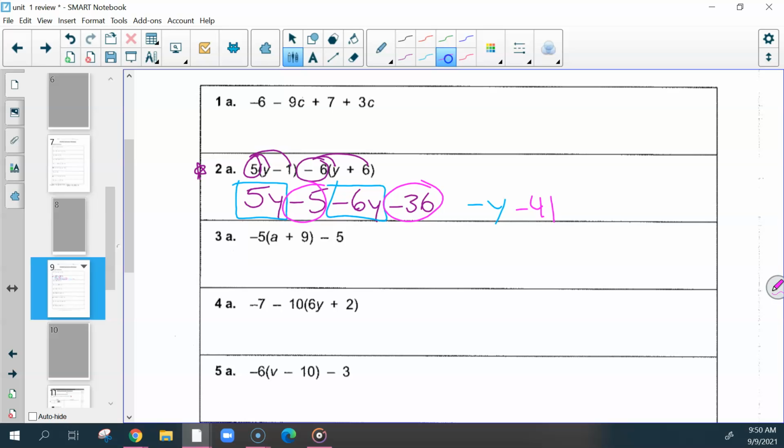So with all of your simplifying problems, if you can distribute, distribute. If you have like terms, combine them. Remember that different variables are not like terms. Variables with exponents and variables without exponents are not like terms.